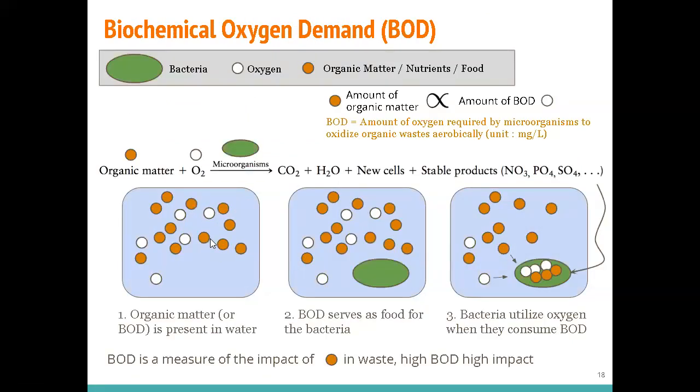Okay, so what's biochemical oxygen demand, BOD? Let's say you have some organic matter, which is supposed to be the pollutant. It needs some oxygen for decomposition, and the decomposition happens inside the bodies of the microorganism, as represented by this green oval in here. Oxygen are the white dots, and the organic matter are the brown dots.